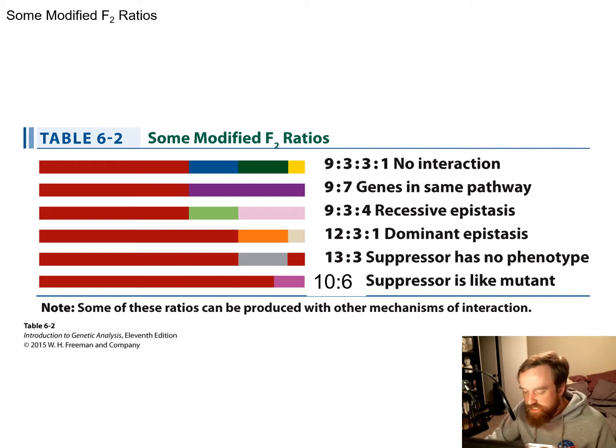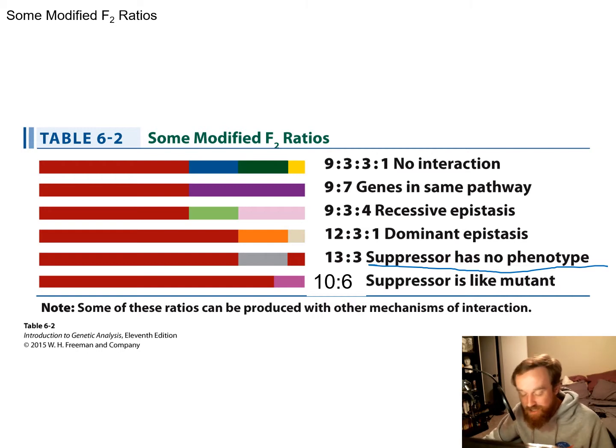So here is the table of just some of them. You see that the 9:3:3:1 ratio is not on here, but these tables, these ratios are going to be very important for you to know. So 9:3:3:1, there's no interaction. 9:7, genes are in the same pathway. 9:3:4, there was recessive epistasis. 12:3:1 was dominant. We didn't really talk about this suppressor has no phenotype.